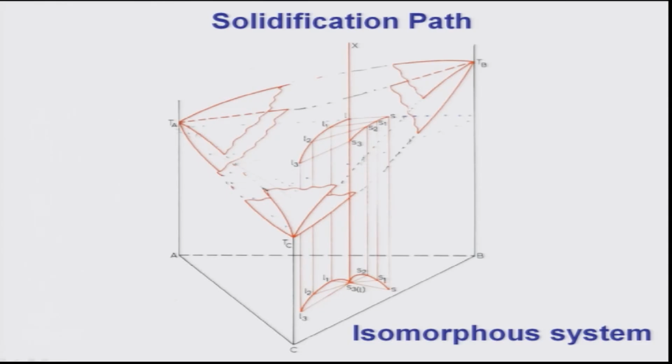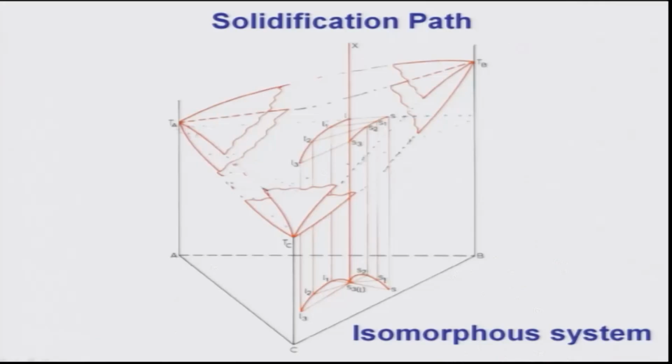Gibbs triangle. So with this I think you have got a good idea about how to follow the solidification path of these alloys. Now the question is, this is what will happen when you solidify under equilibrium conditions, but suppose if you solidify under non-equilibrium conditions, how will things vary?